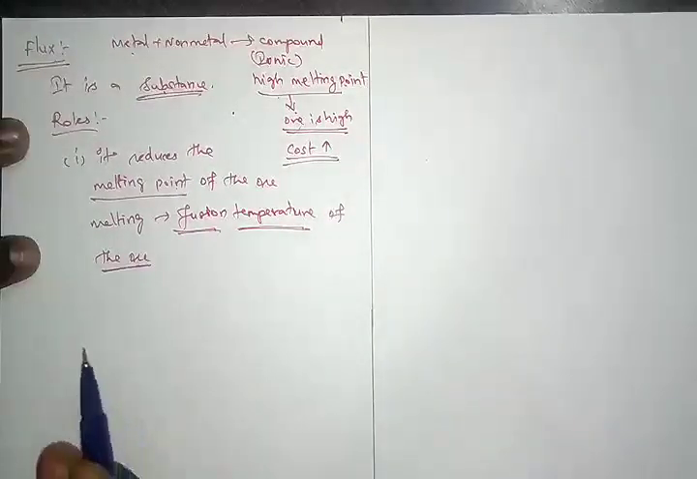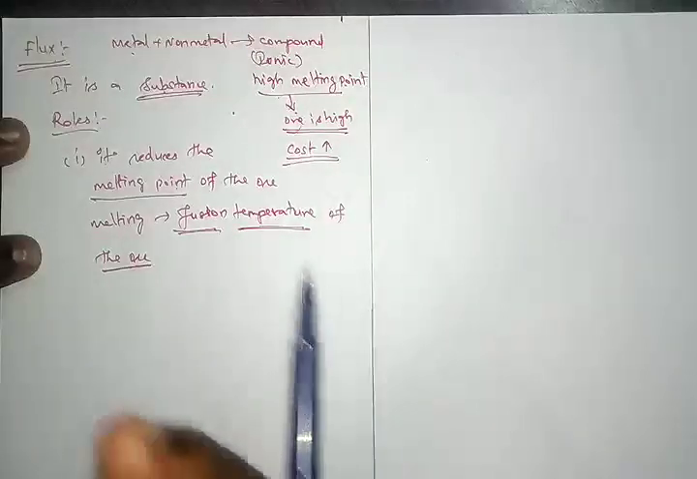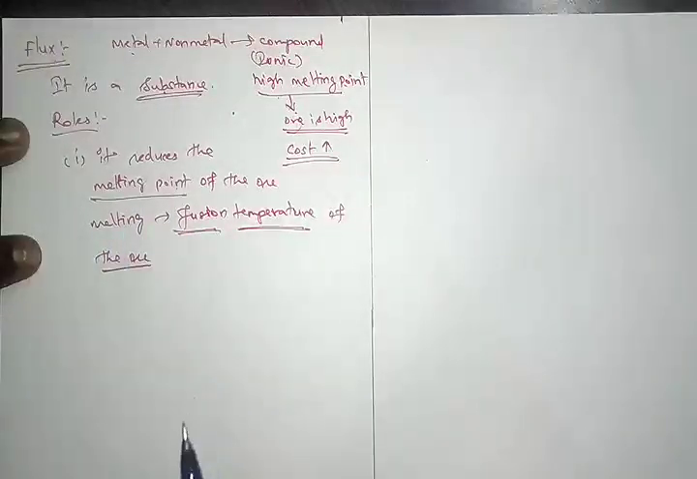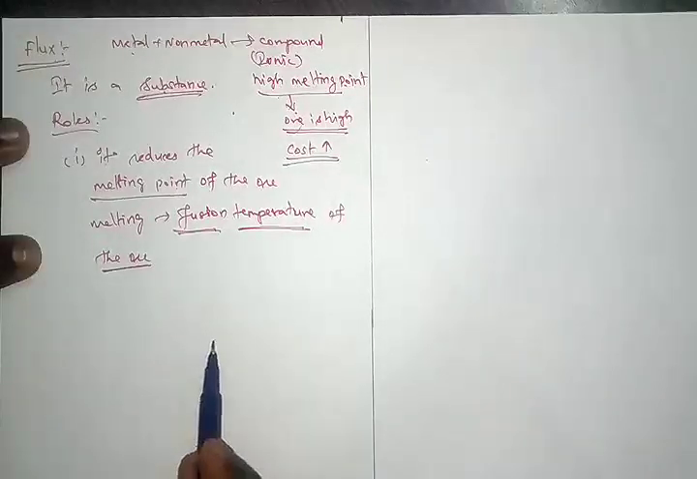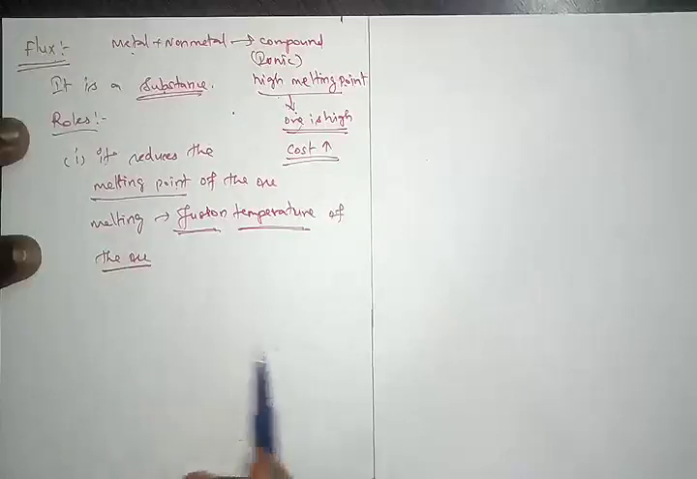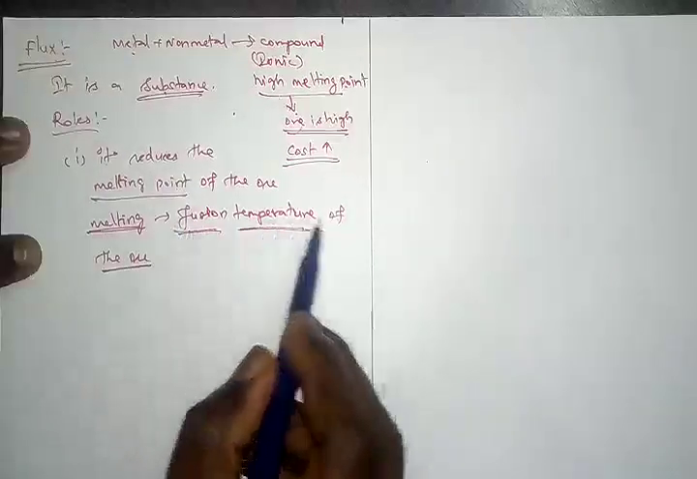So that it forms, I can say, an impurity, right? You can easily fuse that. You can easily fuse means melting. Fuse here means melting. So it reduces the fusion temperature of the ore.